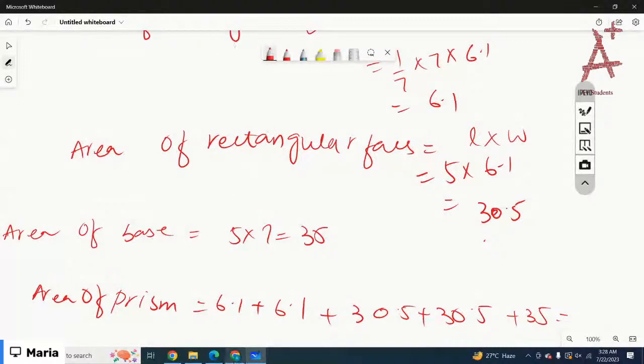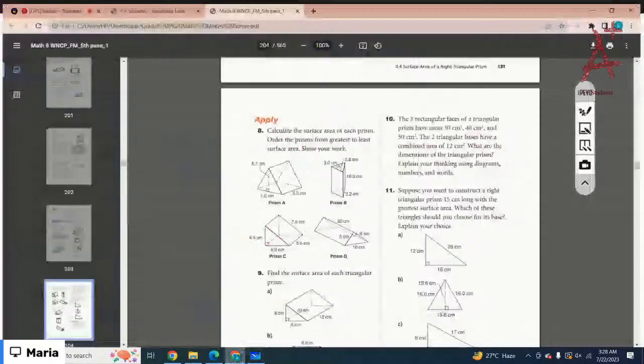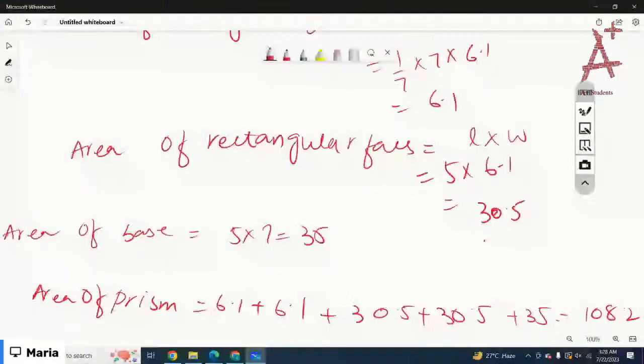Area of rectangular. So the correct option is one. The answer is 108.2. The correct option is 108.2. Okay.